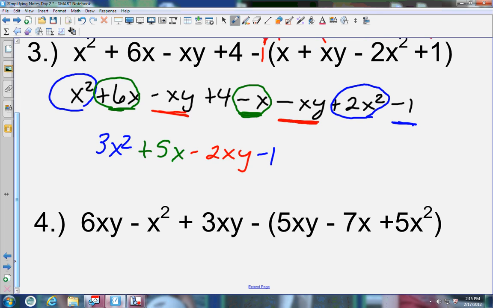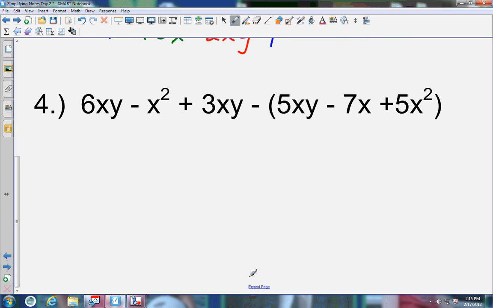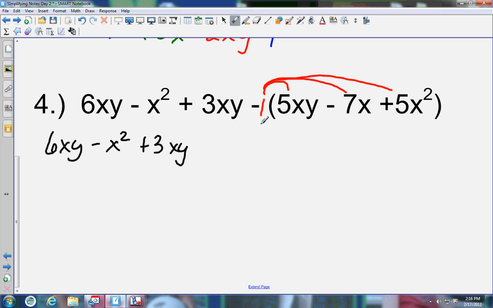Let's go to number 4. All right, looking at number 4, first thing you should see is these parentheses. There's a minus sign out front. So I would have to do the distributive property. I have 6xy minus x squared plus 3xy. Negative 1 times 5xy, negative 5xy. Negative 1 times negative 7 is positive 7x. Negative 1 times 5x squared is minus 5x squared.